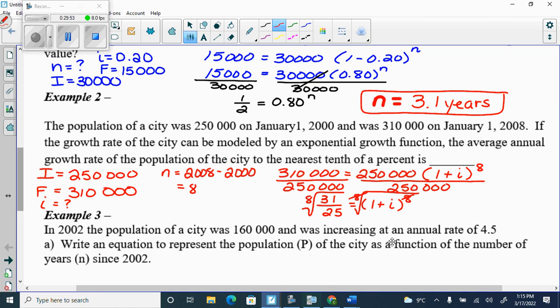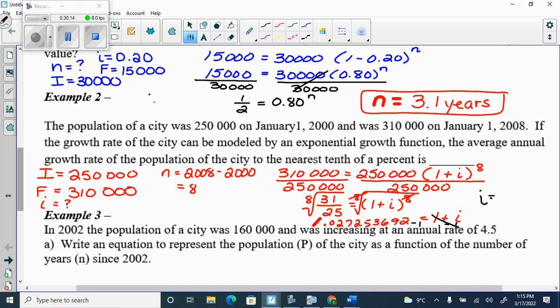So we get 1 decimal 0.027253692 equals 1 plus I. Then how do I get I by itself? Subtract 1.